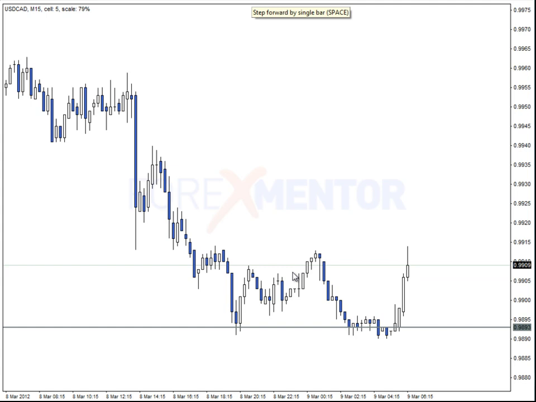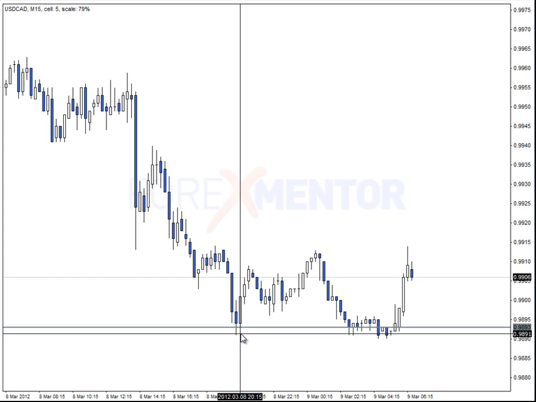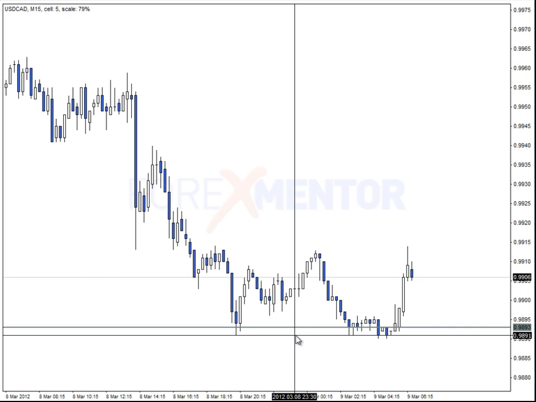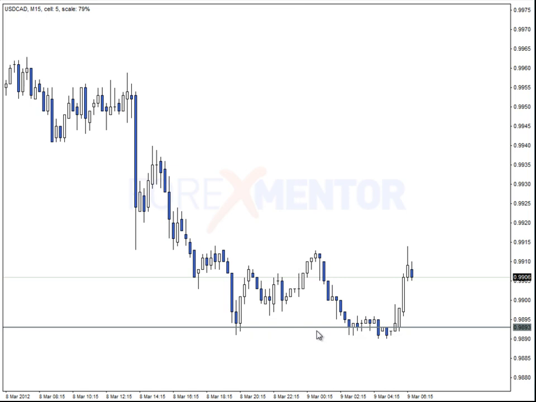Okay, so we've had a little pop up here, and what this currently looks like is a possible head and shoulders. This is maybe a left shoulder. This is the head. You can see how we've taken the lows out. It's still taking the lows out, so it's still valid as a potential head. And now we've rallied and we've taken out this high right here.